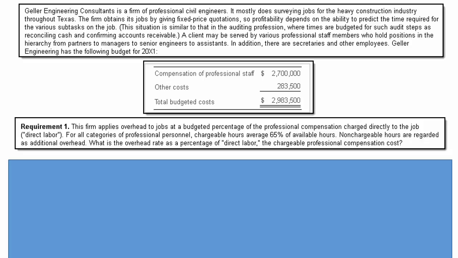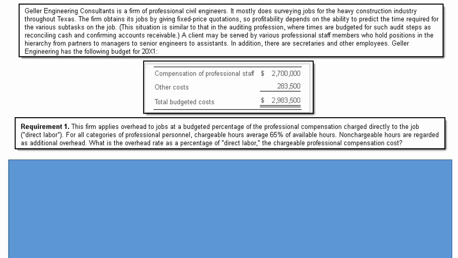Hi everyone, let's explore this job order costing problem that relates to a professional services organization. I'll read the problem. You see it at the top of the screen. Geller Engineering Consultants is a firm of professional civil engineers. It mostly does surveying jobs for the heavy construction industry throughout Texas.